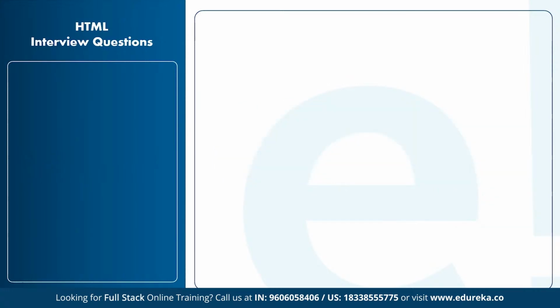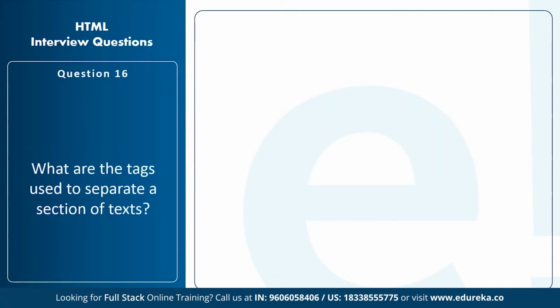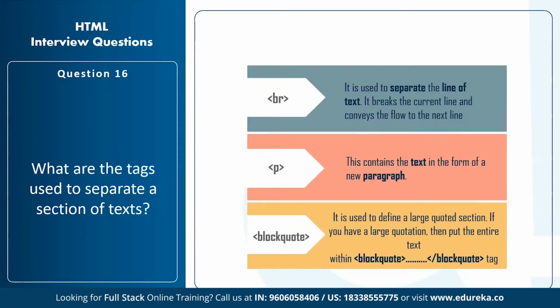The next question is, what are the tags that are used to separate a section of texts? Now for separating a section of text, we can use different tags. So for this, we mainly have three tags, that are the BR tag, the P tag, and the block quote tag. Now firstly, we have the BR tag. Now usually this tag is used to separate the line of text. So this breaks the current line and also conveys the flow to the next line.